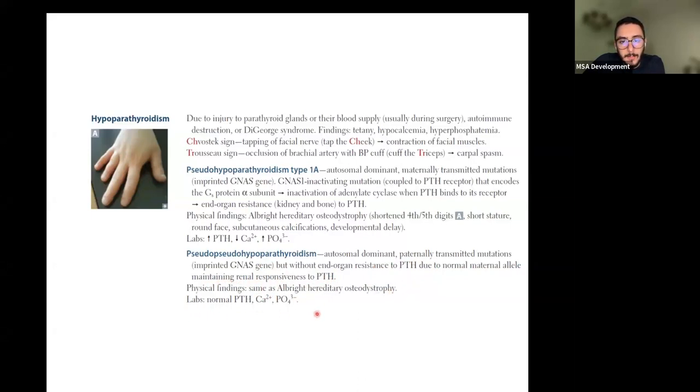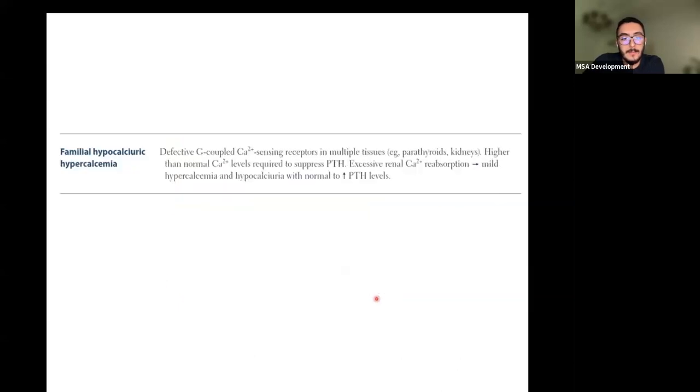Labs will be normal here. Pseudo-pseudohypoparathyroidism will have normal labs, except you will have the same physical findings, Albright hereditary osteodystrophy, and you will have a gene mutation coming from the paternal allele, but it's not having a huge effect on the PTH receptor, just those physical findings.